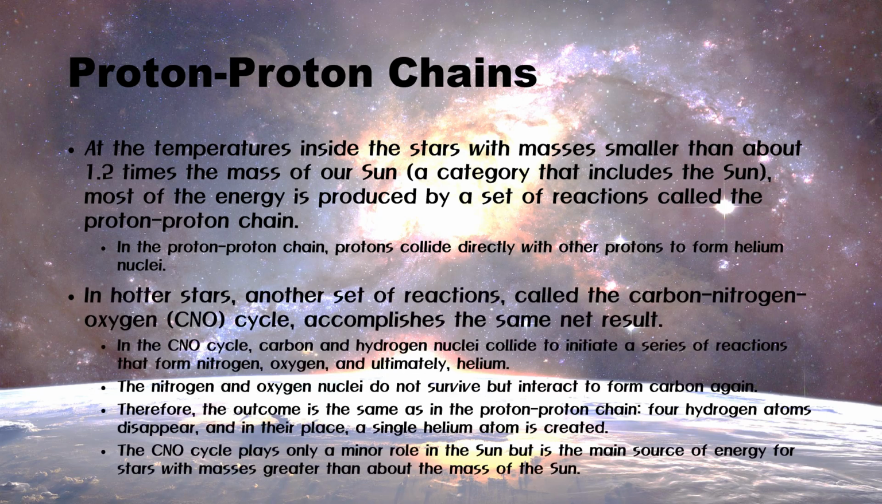Now, in hotter stars, so things that are beyond that 1.2 times the mass of our sun, we get another set of reactions that happen, which is referred to as the carbon-nitrogen-oxygen cycle, or CNO. And ultimately, this accomplishes the same net result. In the CNO cycle, carbon and hydrogen nuclei combine to initiate a series of reactions that form nitrogen, oxygen, and ultimately helium. The nitrogen and oxygen nuclei actually do not survive, but interact to form carbon again. Therefore, the outcome is the same as in the proton-proton chain. You got 4 hydrogen atoms that disappear, and in their place, a single helium is created.